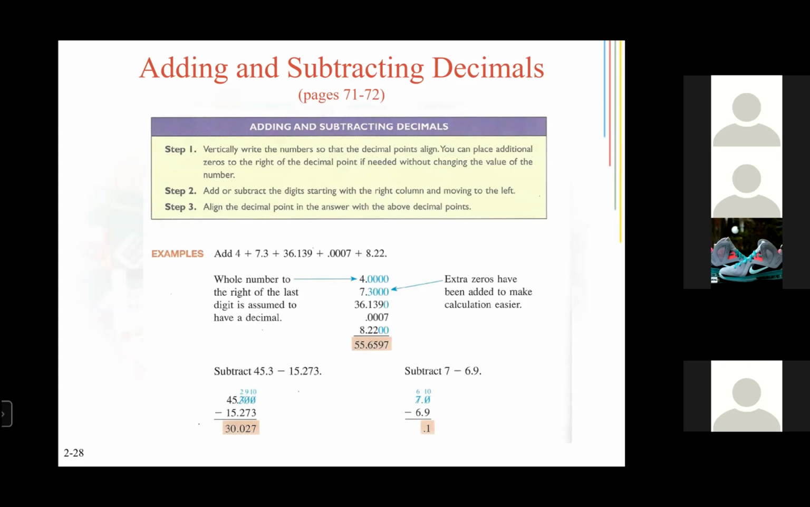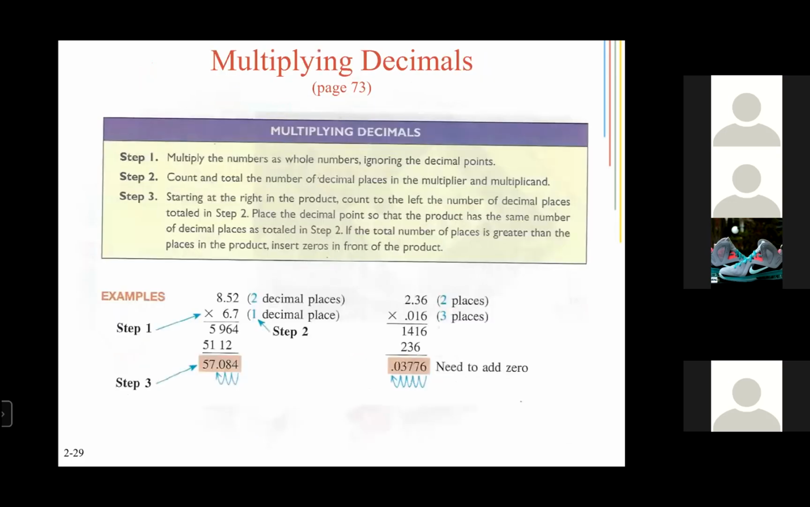Okay, multiplying doesn't require that lining up as such, but it requires you noting where to put the decimal point when you finish your multiplication. How do you determine where to put the decimal point when you multiply? You multiply as you would regular whole numbers, but at the end, how do you decide where to put the decimal point in your answer?